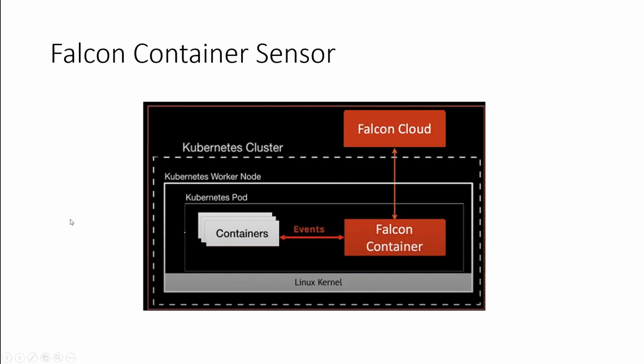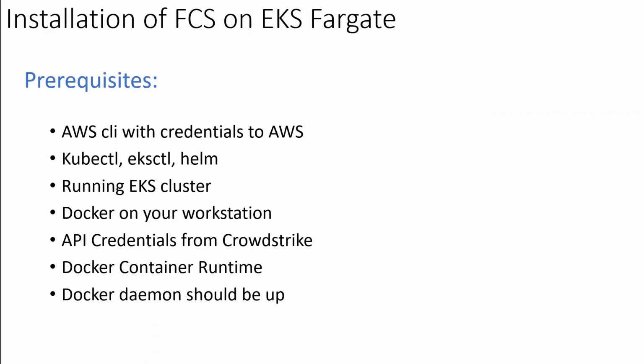Okay, let's have a look at the installation of Falcon Container Sensor or FCS on EKS Fargate. There are a few prerequisites which you need to take care of first. You need to have AWS CLI installed with access to your AWS account on your workstation where you'll be running these commands. Also, you need to have a few tools installed like kubectl, eksctl, and Helm.